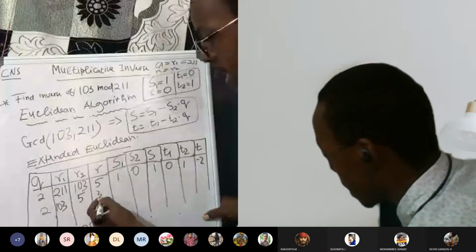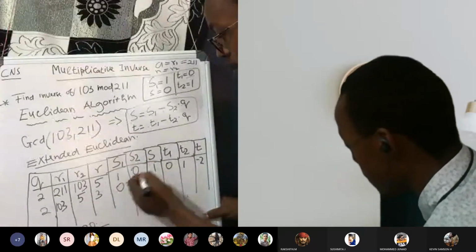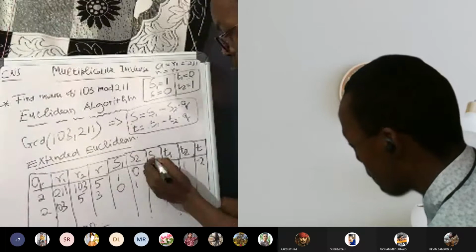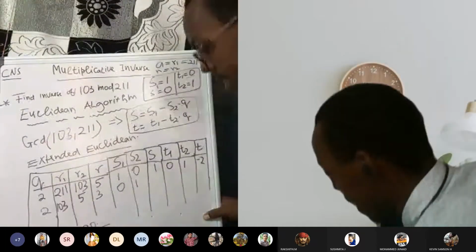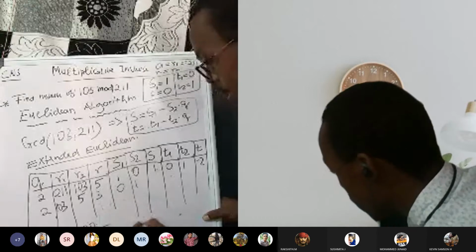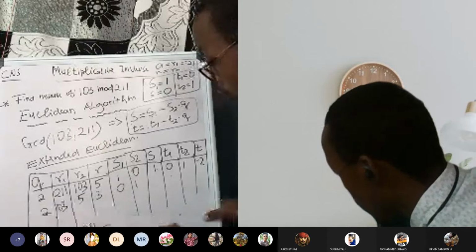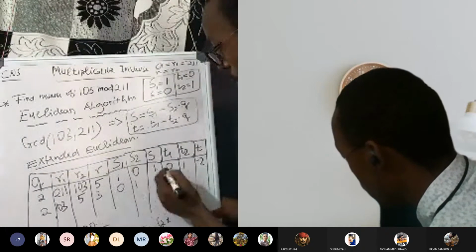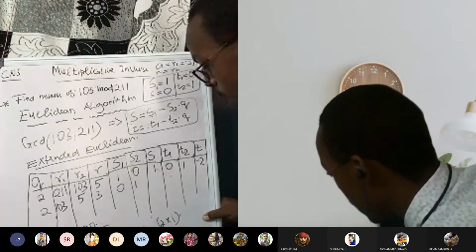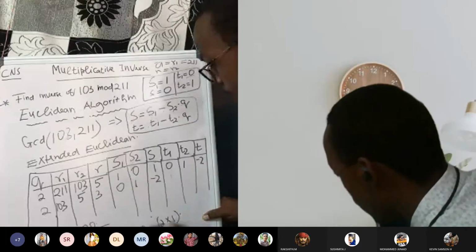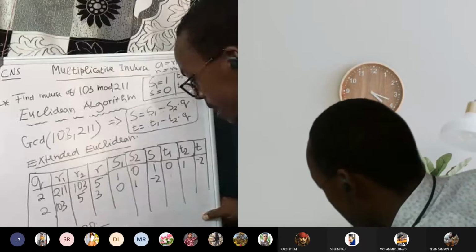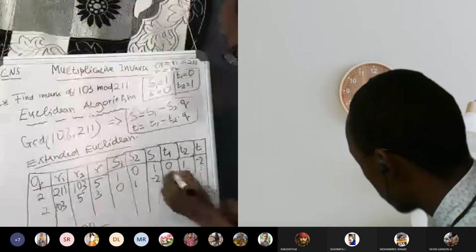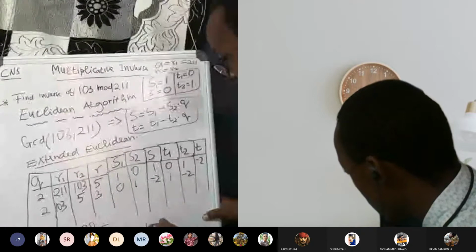All right, next, we are going to solve this one. S1 is going to be 0. S2 is going to be S1. S is going to be S1 here. What is the value of S? S value is equal to 0 minus, what is the value of Q? Q is equal to 2 into T2. What is the value of T2? T2 is equal to 1. So it is equal to minus 2. And the T, how do you find the T? T is equal to T1, the value here, T1 is equal to 1, T2 is equal to minus 2.